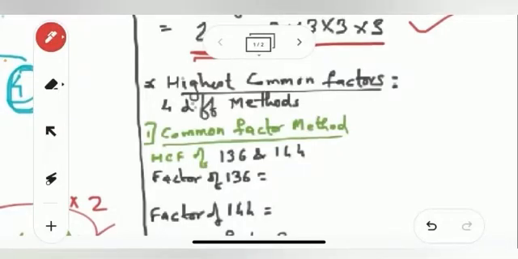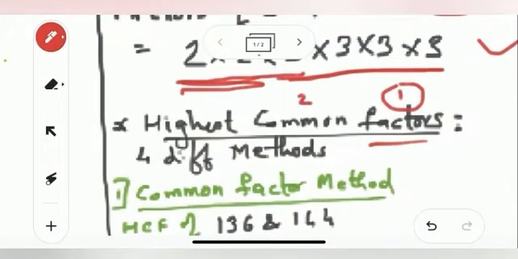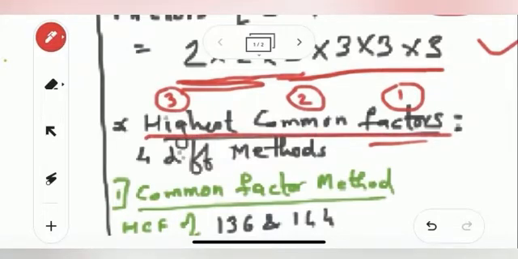Highest common factor. Now students, the word itself will tell you we have to first find out the factors, then find out the common factors, and from those common factors we have to find the highest common factor. So this word itself will tell you what you have to do.